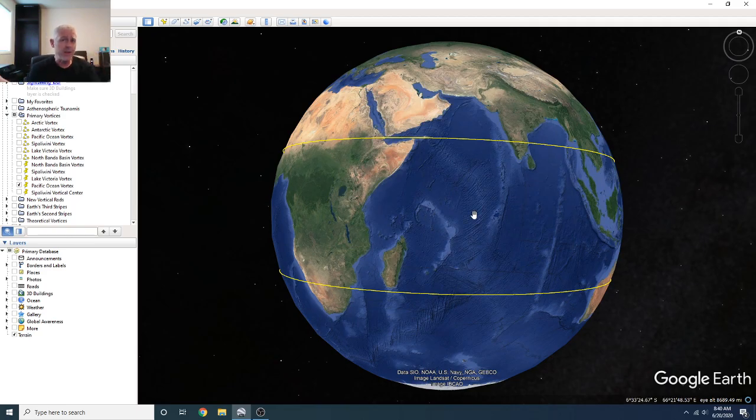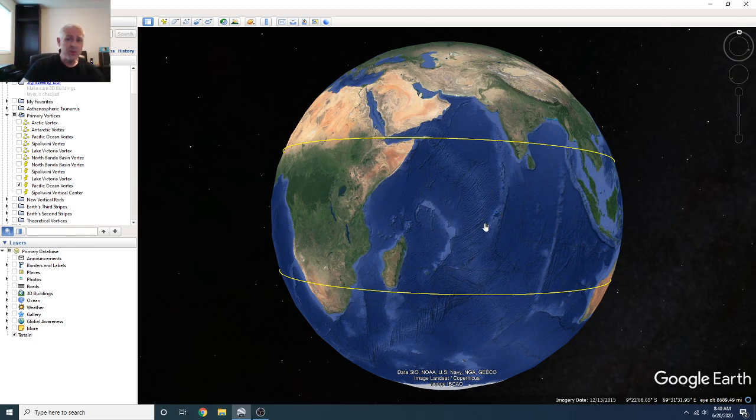vortex. I'm calling it the ES vortex because when I first decided to plot this vortex, I didn't know if it was equatorial or South Pole. Okay, so E for equatorial, S for South Pole. So I'm naming it the ES vortex.